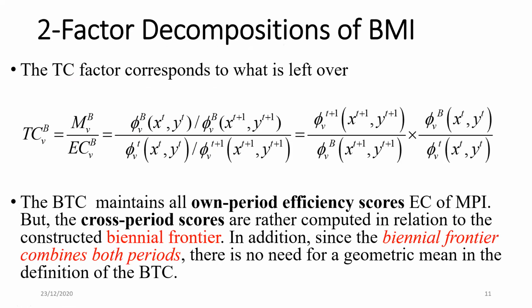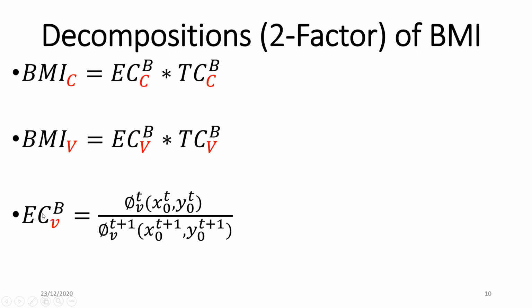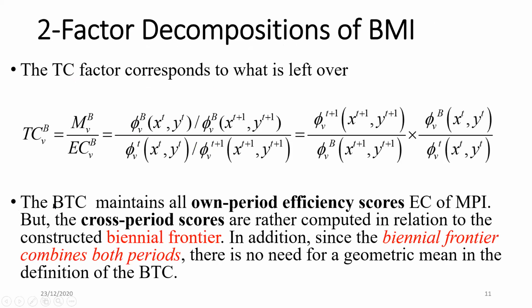And the first decomposition was the efficiency change relative to the Biennial Malmquist, VRS. Like I said, we are not interested in the CRS. I'll be talking more about the VRS, so you see more of the V. Now the technical change is given by this formula.